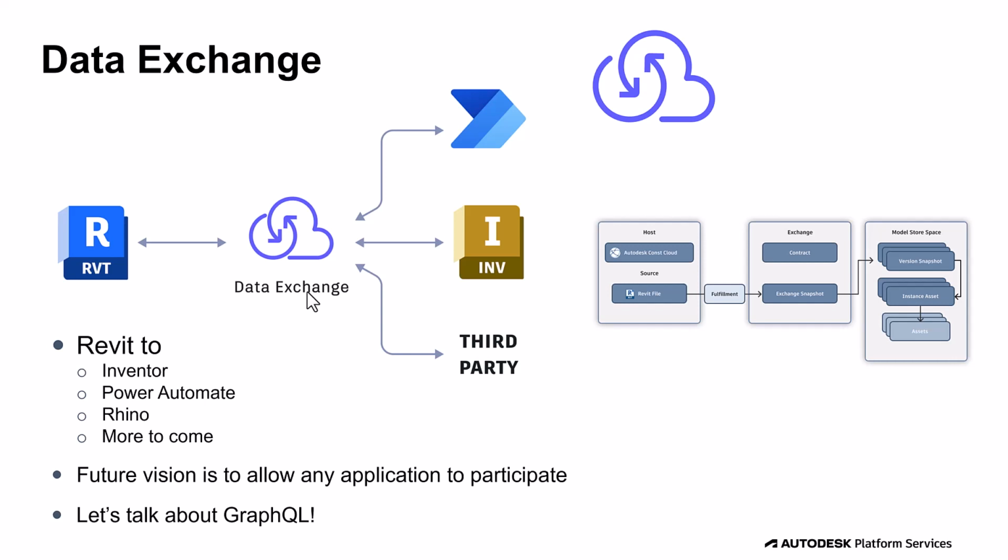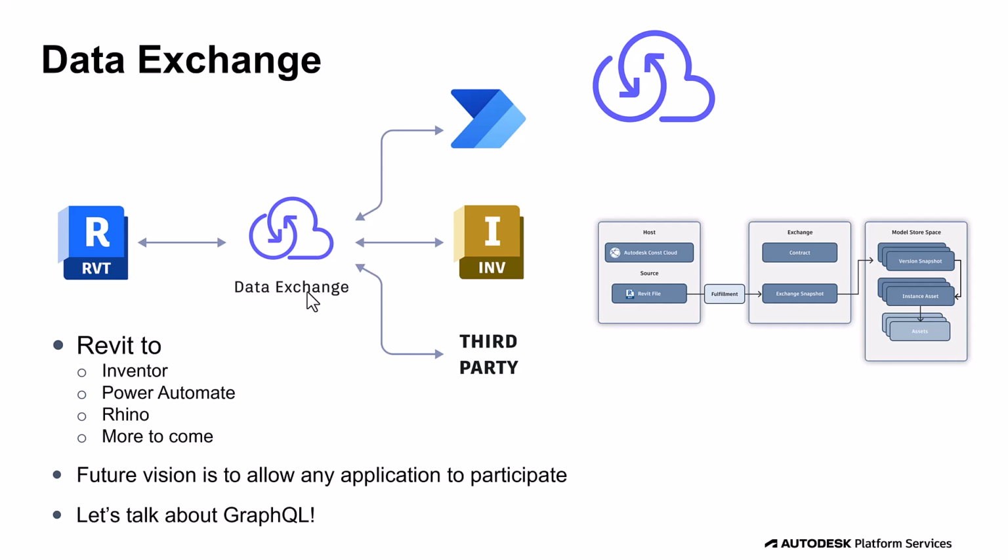Maybe you want to share Revit data with Power Automate so that you could estimate costs for the number of windows, for example. And because this has a full API and it's currently moving into GraphQL, any customer, third-party developer, anyone who wants to access the data for other purposes can do so. It's an open platform. So today we do have connectors to Inventor, Power Automate, Rhino, and more to come. And that's because we do have this API layer that's going to be available and allowing you to basically connect to anything you want as you need.